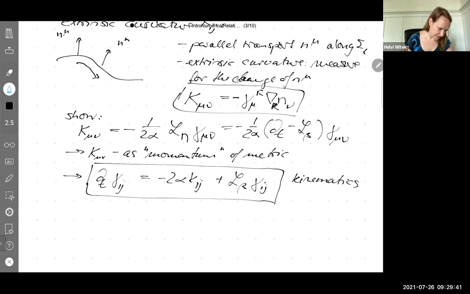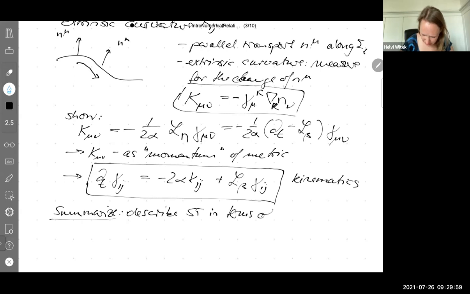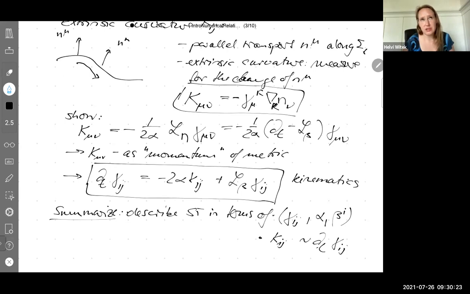Yeah, so if we summarize what we have had in this section, we describe our space-time in terms of these three-dimensional quantities: induced metric, lapse, and shift, together with extrinsic curvature, which is related to the time derivative of our metric. This kind of decomposition is valid for any globally hyperbolic space-time, mostly, and is completely independent of the specific theory that you may want to study.